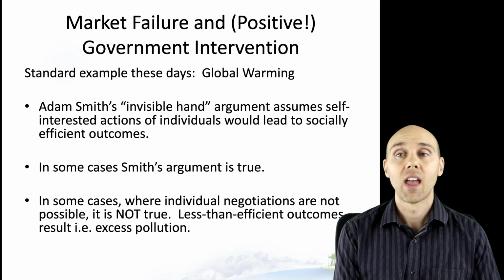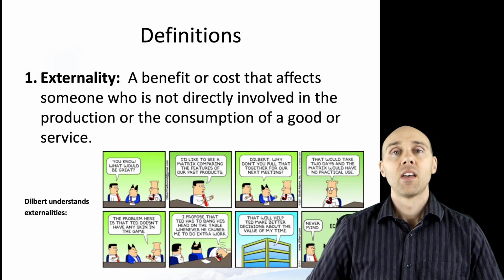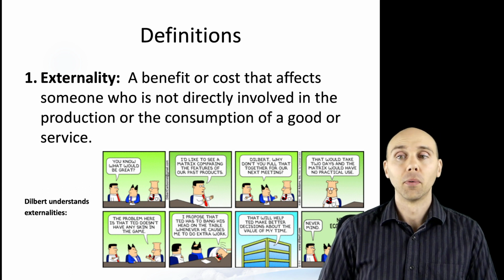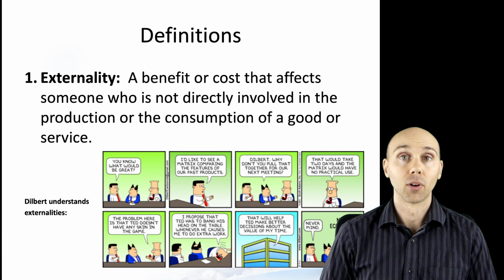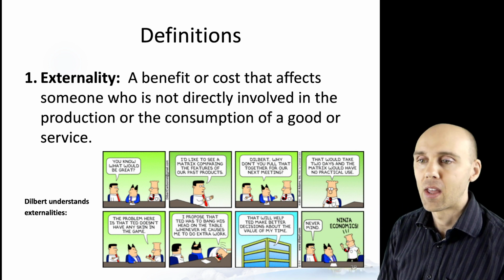Now, these situations happen when we have what are called externalities. So what's an externality? That's any benefit or cost that affects someone who is not directly involved in the production or the consumption of the good or service. So, whoops, left out Dilbert's punchline.